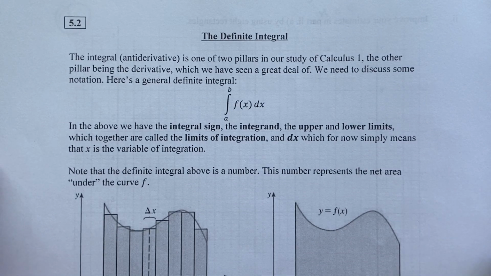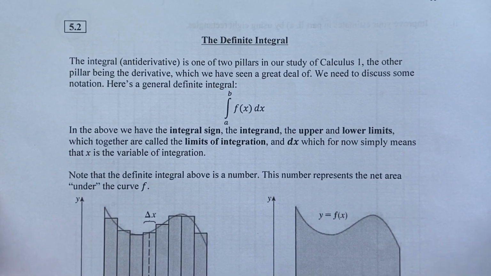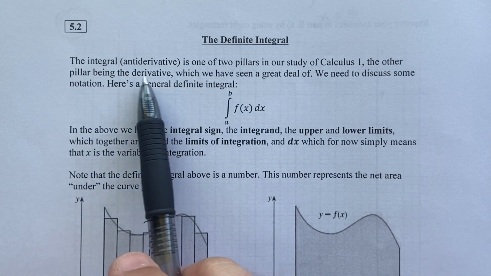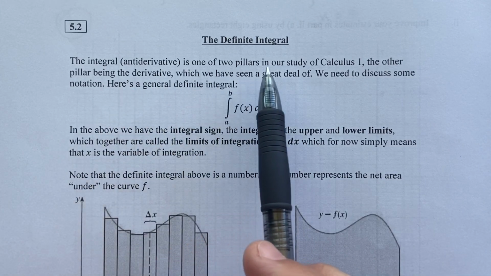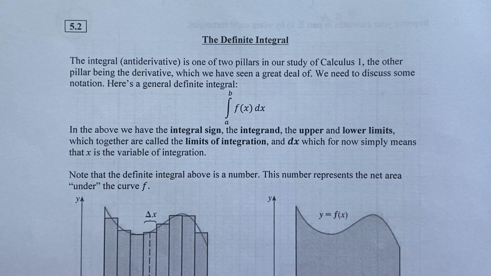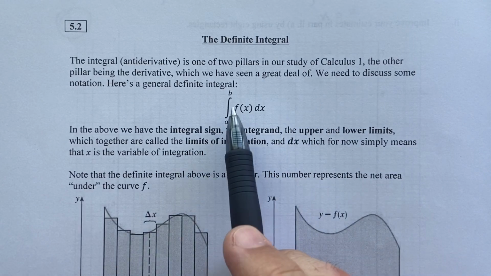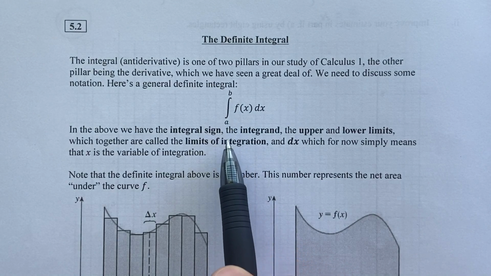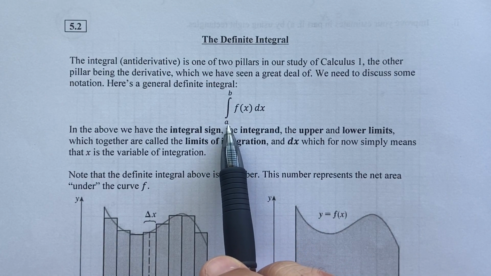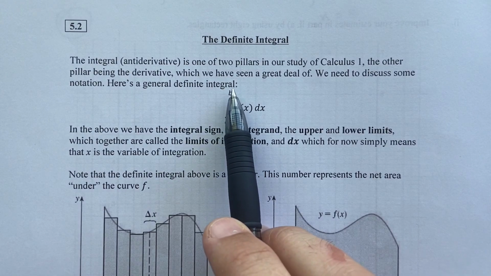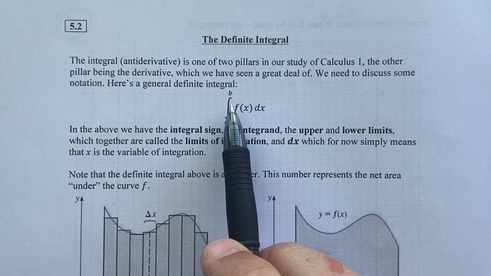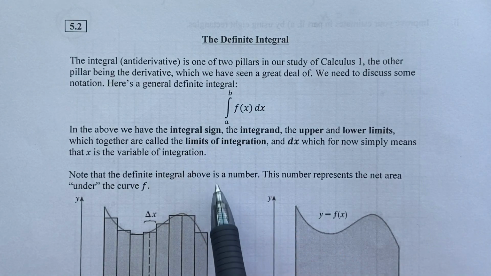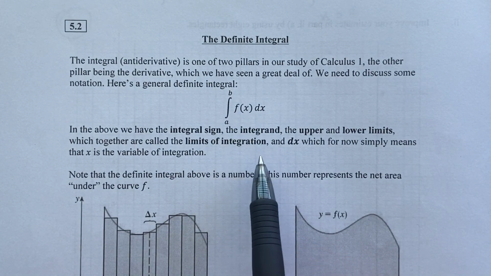Okay, so here's our definite integral notation. Integral, antiderivative, one of the two pillars of Calc 1, as I've been saying. Here we have the integral sign. So this means you're integrating from the lower limit a to the upper limit b. So this would be saying, hey, I'm integrating the function f over the interval from a to b.